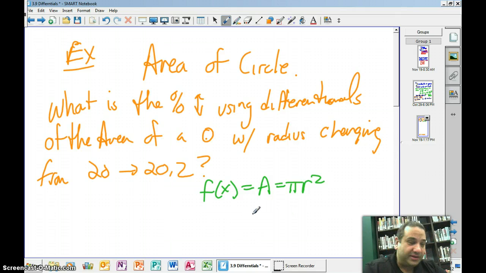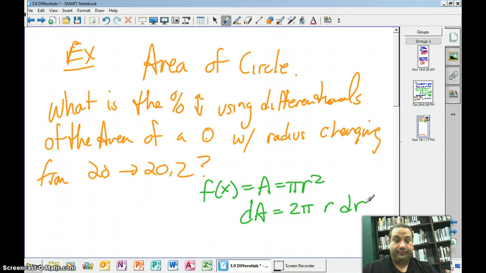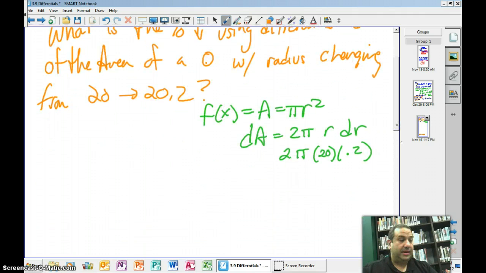All right, so we can take the derivative. The derivative is dA equals 2 pi r, and then dr. Well, we have the 2 pi, we have the r, which is 20, and the difference is 0.2. So, I don't know what that turns out to be. I really don't. I'm going to guess 8. Difference in area is 8.04 pi.